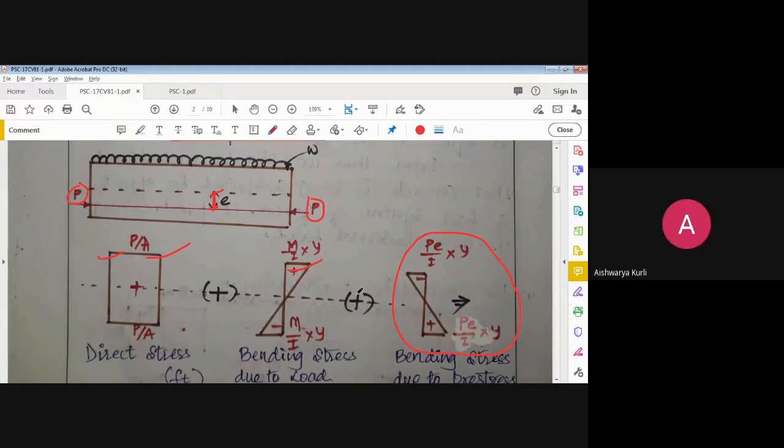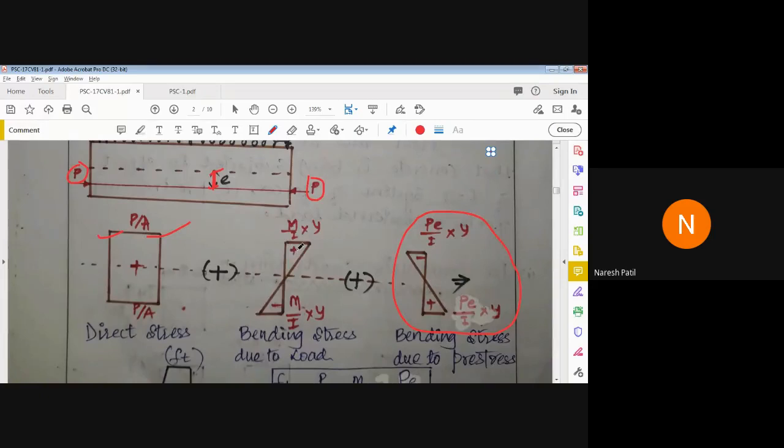Yes, sir. I'm talking about here. This is plus minus. You understood now? Why it is plus and minus? Yes, sir. Understood, sir. Then why here changed here? Here we have plus and here again minus. Why? Sir, because cable is not at centroid, so it will.